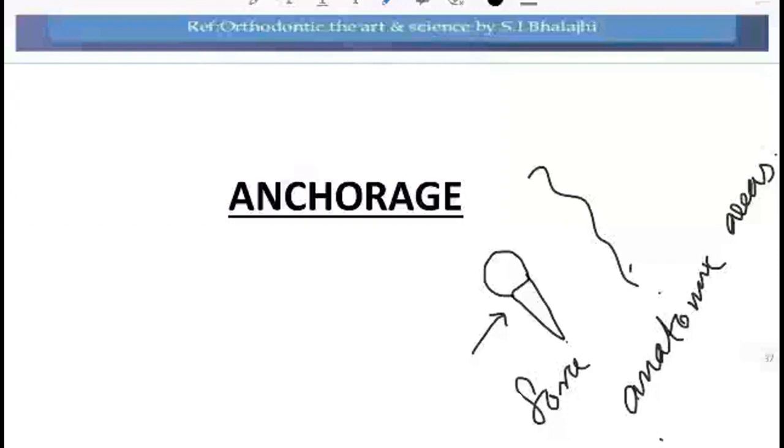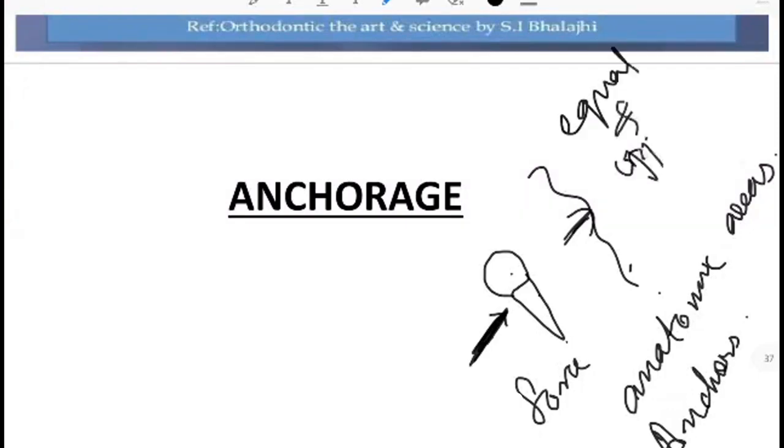Now, according to Newton's third law, we all know that every action has an equal and opposite reaction. So, when you use a force to move a teeth, you're using this force to move this teeth to this position. So when you use this force for this action, what might happen? This will give an equal and opposite reaction according to Newton's law.